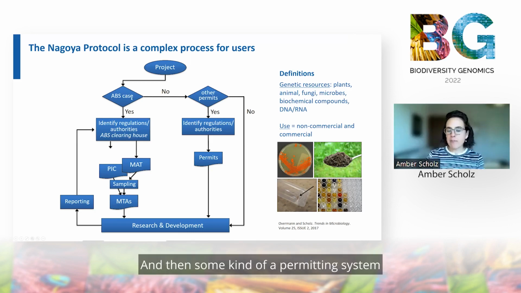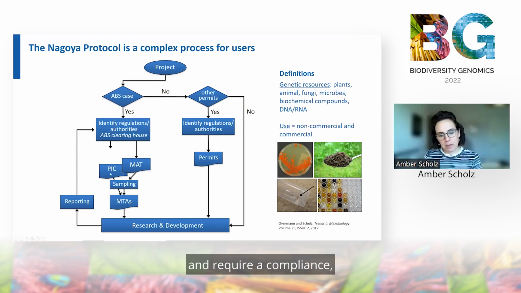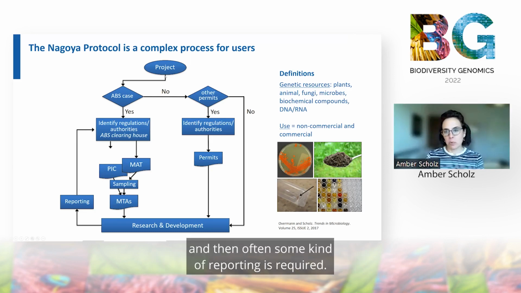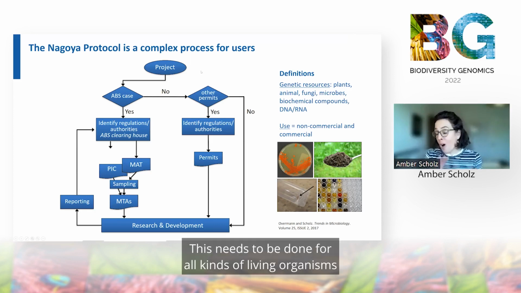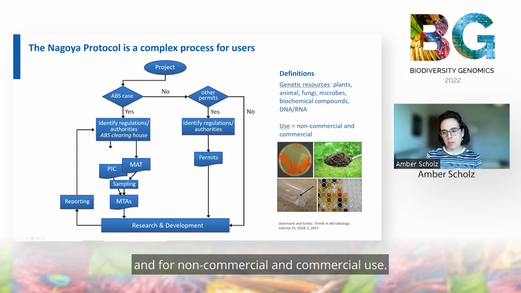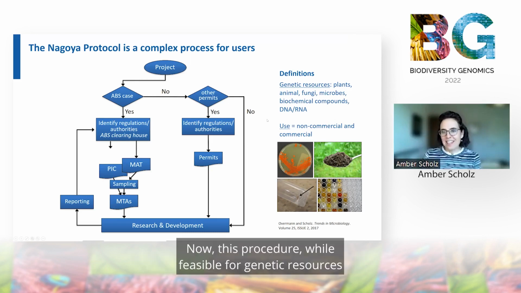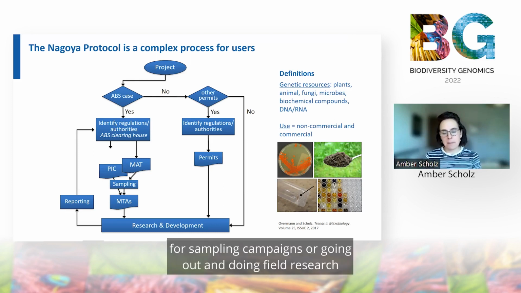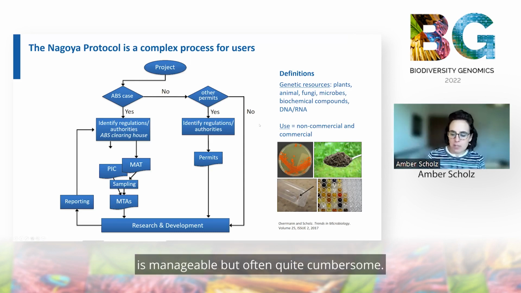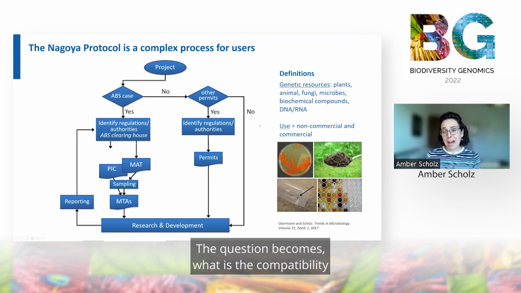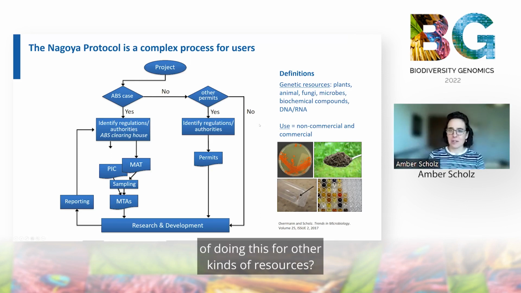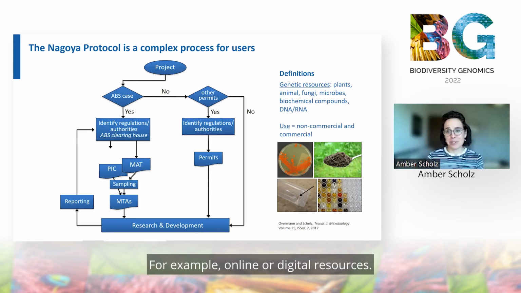And then some kind of a permitting system that might be known as PIC or MAT, MTAs, will be put in place to regulate access and require compliance. And then often some kind of reporting is required. This needs to be done for all kinds of living organisms and for non-commercial and commercial use. Now, this procedure, while feasible for genetic resources, for sampling campaigns, for going out and doing field research, is manageable but often quite cumbersome. The question becomes, what is the compatibility of doing this for other kinds of resources, for example, online or digital resources?